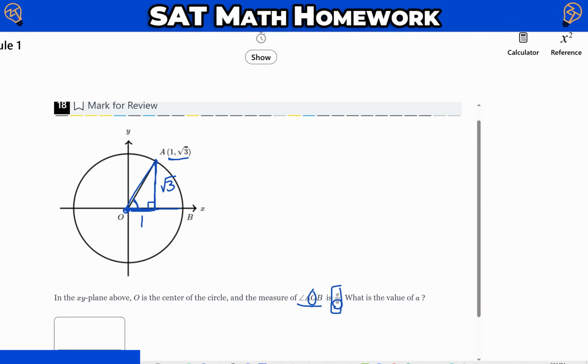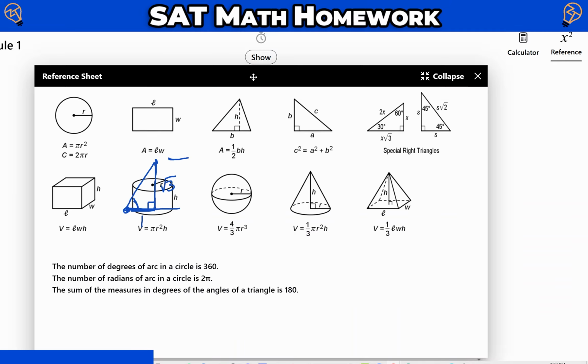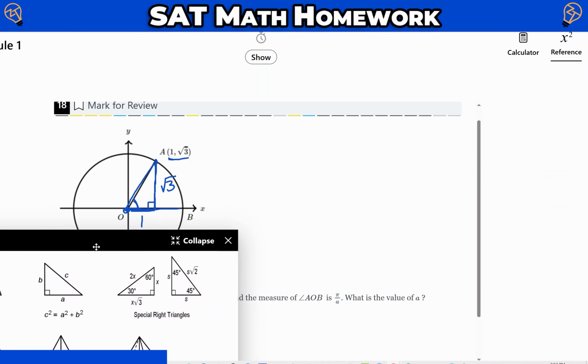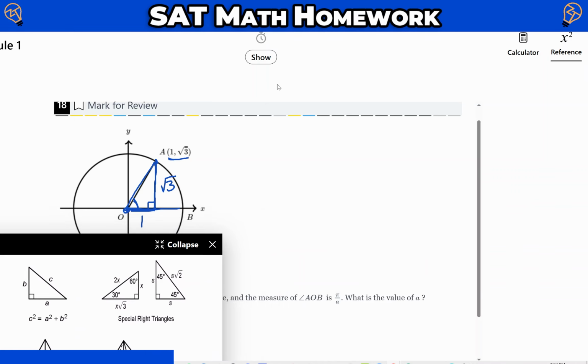So let's actually go to our math reference document right here in the upper right corner, and notice in the upper right, we have these two special right triangles. Now, which of those two looks more in line with the triangle that we have at hand? Well, we have a root 3 and we have a 1. So root 3 and a 1 means that the hypotenuse is going to be a 2. And that means it's a 30, 60, 90.